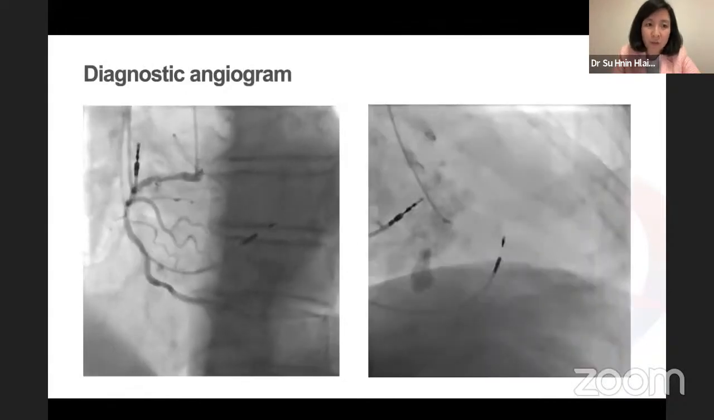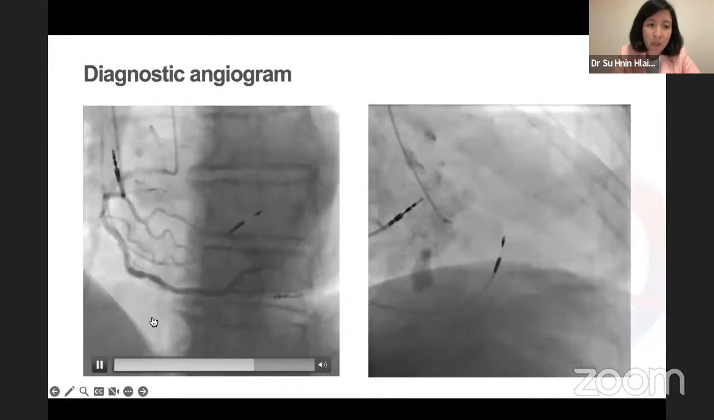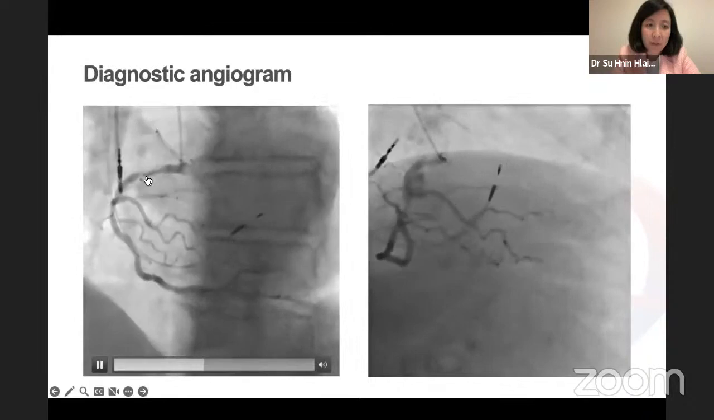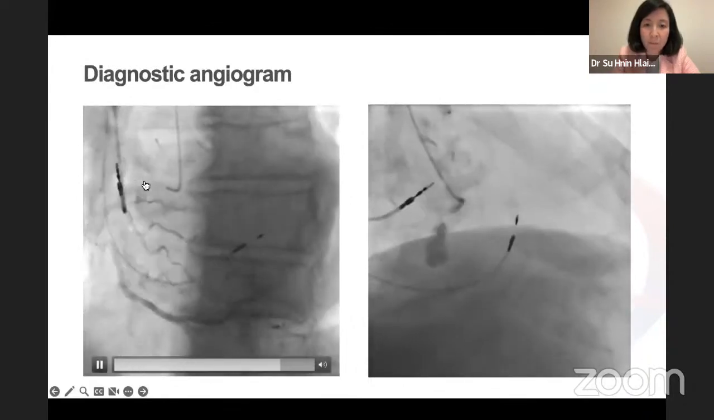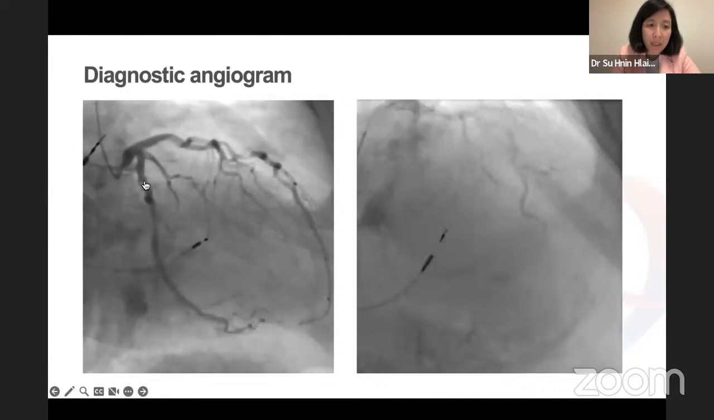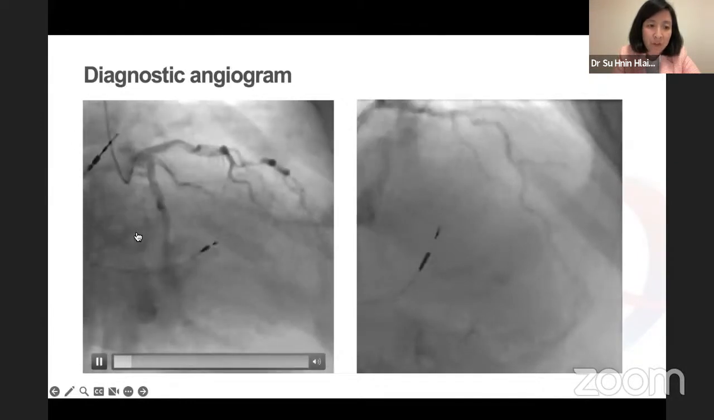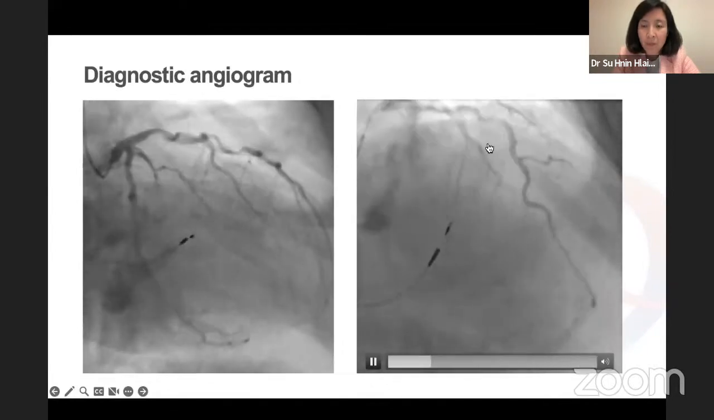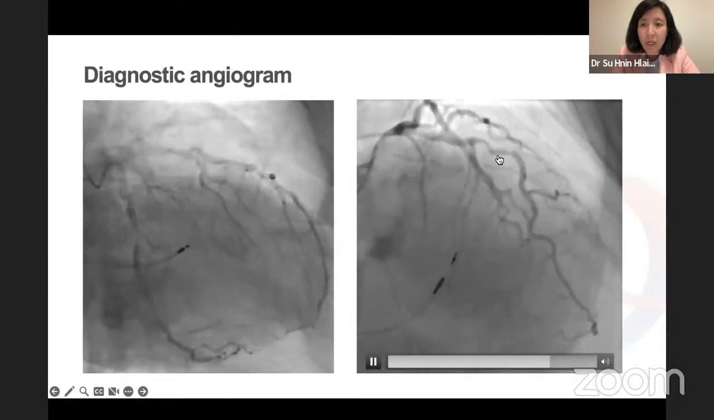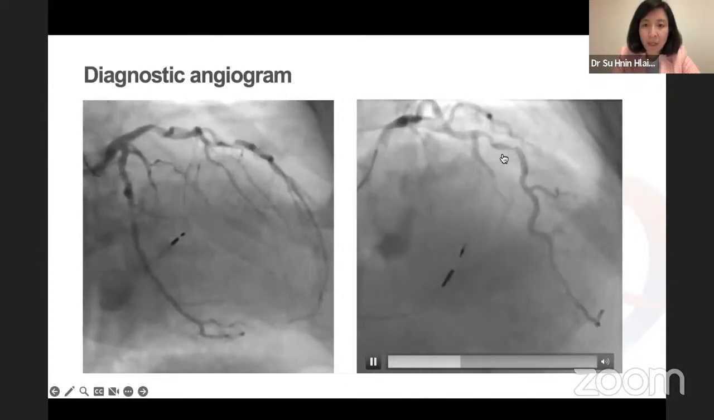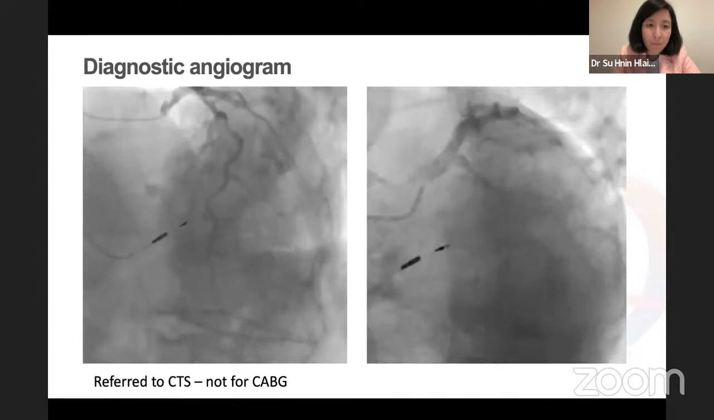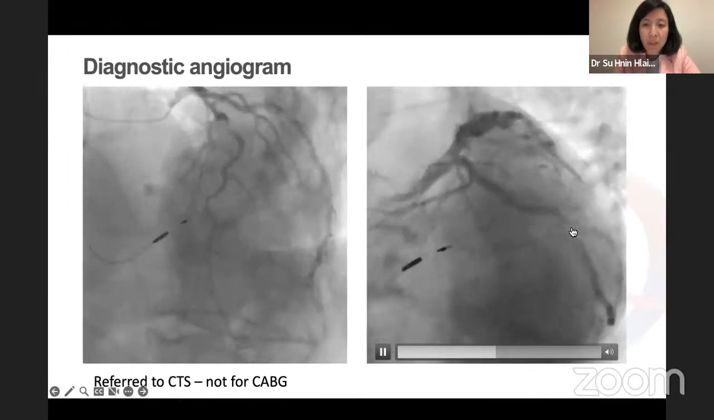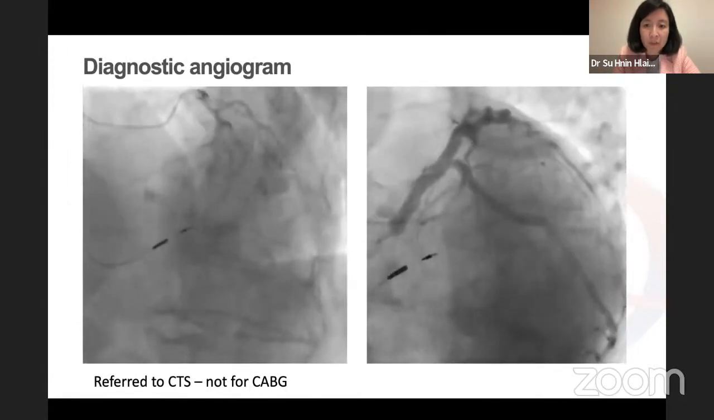So we decided to do the coronary angiogram, which showed on the right coronary artery focal tight calcified lesions in the proximal RCA. When you go to the left, there are severe calcified lesions in the mid circumflex. And when you look at the cranial view, there are quite severe calcified lesions in the mid LAD, which is quite tight here. So he has severe three-vessel disease.